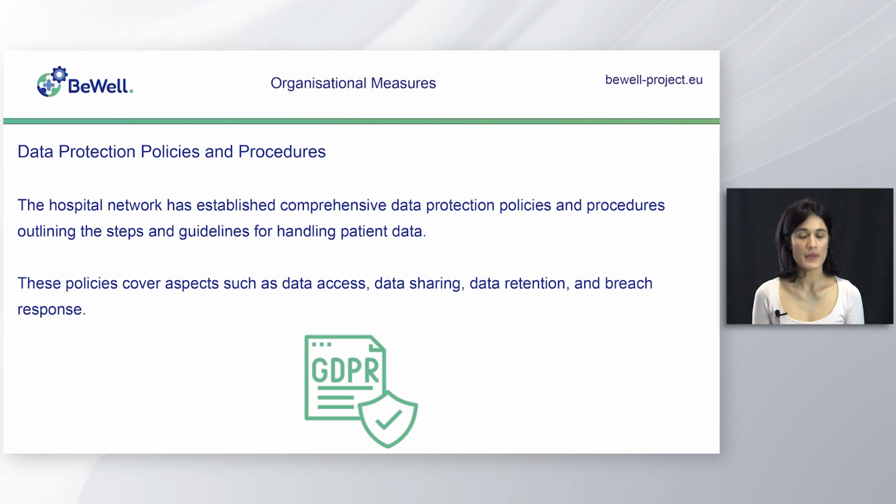The organizational measures include 1. Data protection policies and procedures. The hospital network has established comprehensive data protection policies and procedures that outline the steps and guidelines for handling patients' data. These policies cover aspects such as data access, data sharing, data retention, and breach response. Regular training sessions and awareness programs are conducted to ensure that employees are familiar with and adhere to these policies.